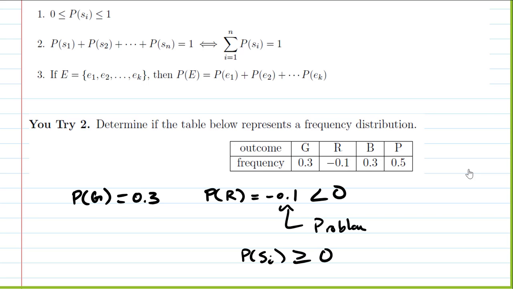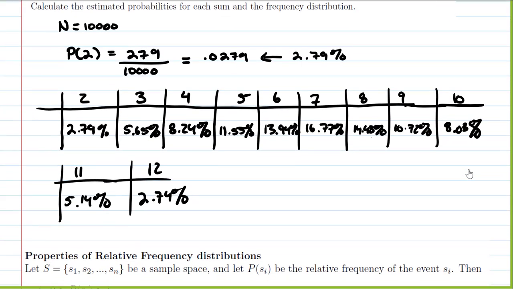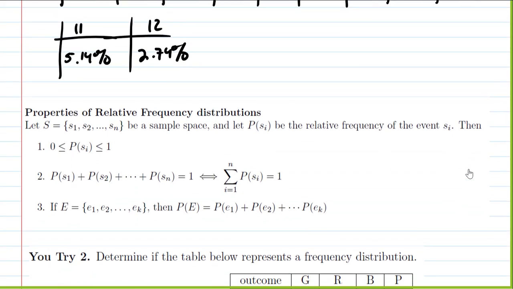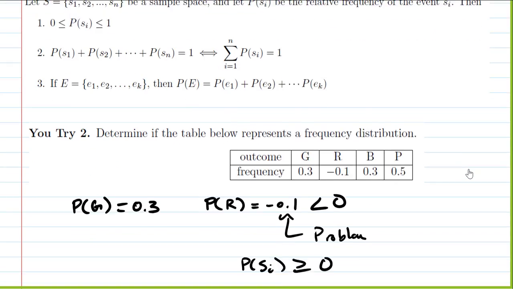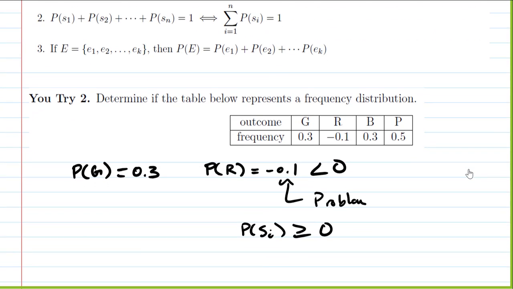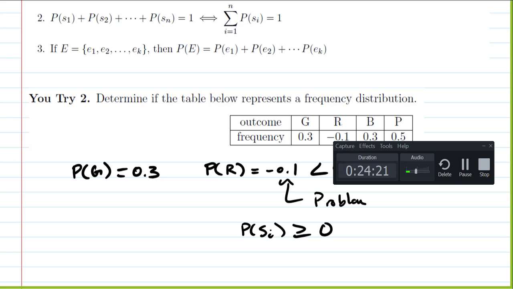The second one says if we add up all of our frequencies like we did here, it has to equal 1 or 100%. And lastly, it says that we can add them together. So this one, it turns out if you add those things together, you do get 1, but that's not enough. It has to satisfy all 3. So, all right, we're going to go ahead and stop here.